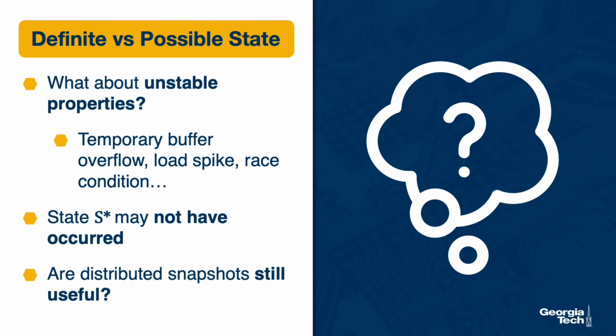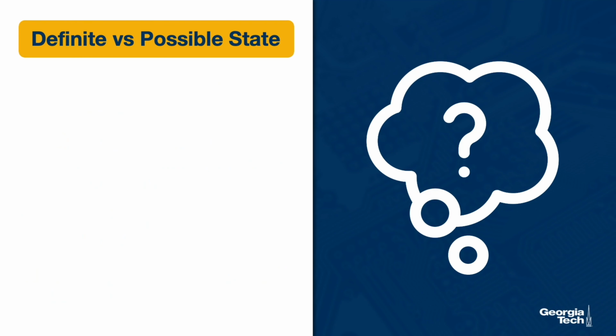And in that sense, are distributed snapshots useful? The answer to that is still yes, because if we observe that an unstable property is true in some possible state S star, that tells us that this property can possibly be true under some condition in the system. Knowing that there is a possibility for the system to be in a situation where there is a buffer overflow or a race condition or a spike in load is still very useful information. It can tell us that we need to change something about the system in order to prevent such situations from possibly happening, or at least to make sure that we can deal with them in some way.